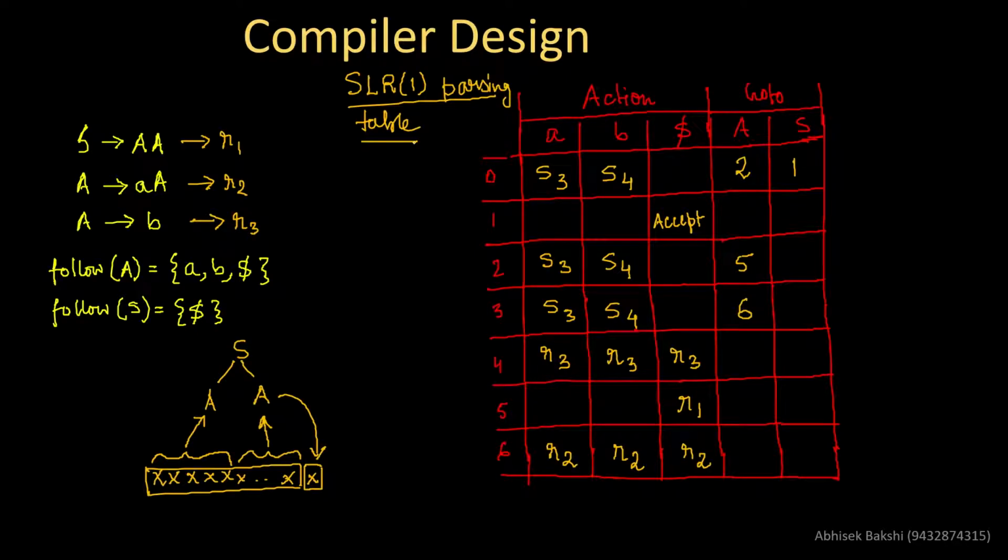Now, naturally, the question will come: what will happen in case of an RR conflict for an SLR(1) parsing table? So let's try to realize it. Now we will go through the conflict in the SLR(1) parsing table.